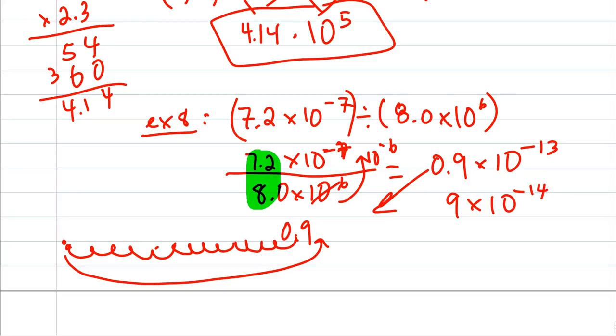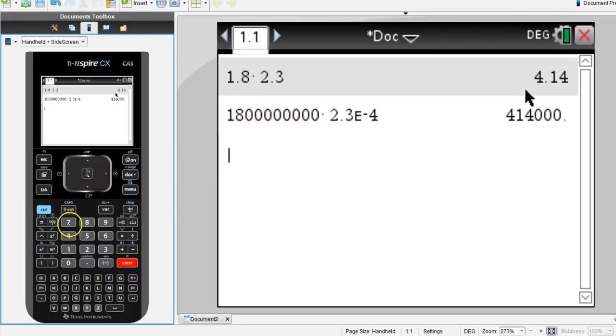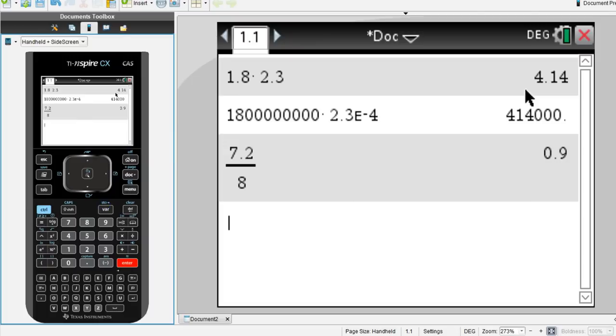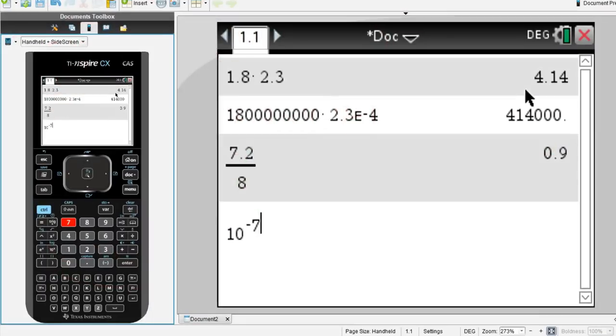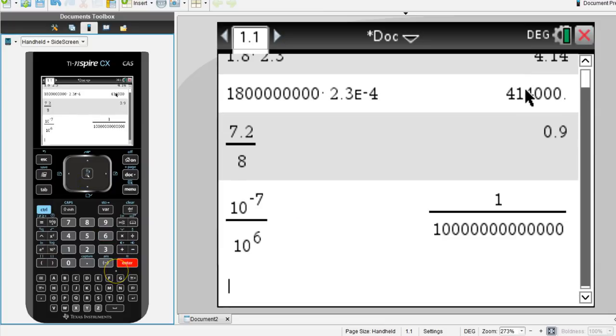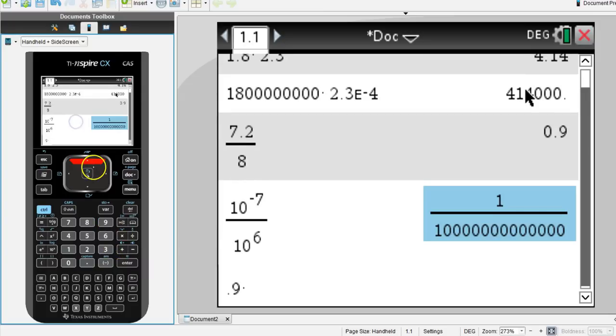What would I probably do with this? I would take 7.2 and divide it by 8. And this is what I would do if I were you. 7.2 divided by 8. Get the 0.9. And then take 10 to the, what was it, negative 7, divided by 10 to the 6th. That's not fun. 0.9 times that mess.